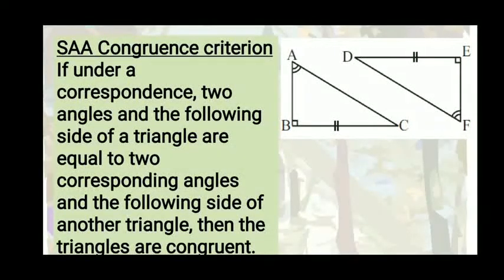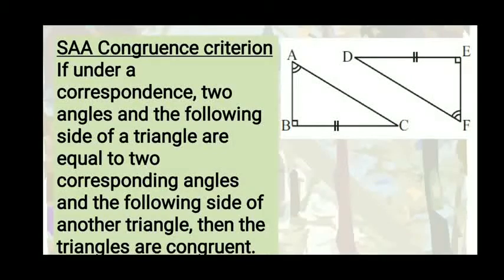In the example shown here, angle A and angle F are equal, angle B and angle E are equal, and BC and DE, which follow these two congruent angles, are also equal. Therefore, the SAA test is the test that we could apply here. The criterion for congruence here is the SAA congruence criterion. Now, how do we write the proof for this?